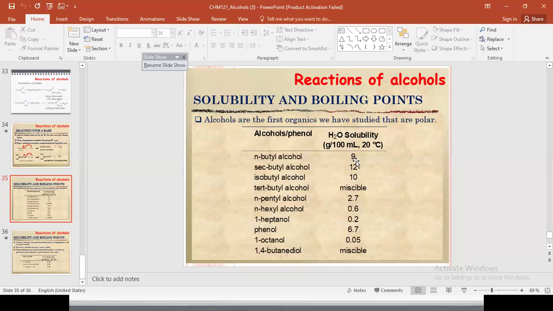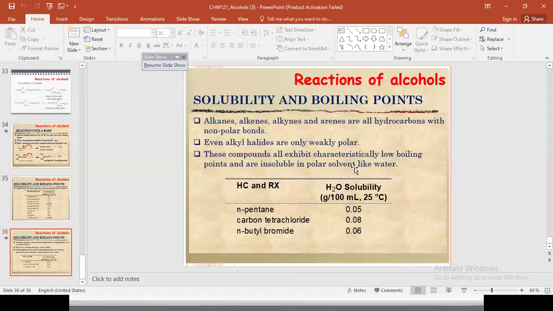About 9 grams per 100 ml. But if you look at the alkyl group, as the alkyl groups increase, the solubility will reduce. As the alkyl group increases, the question is that the smaller the size of the alcohol, the better its solubility in water.